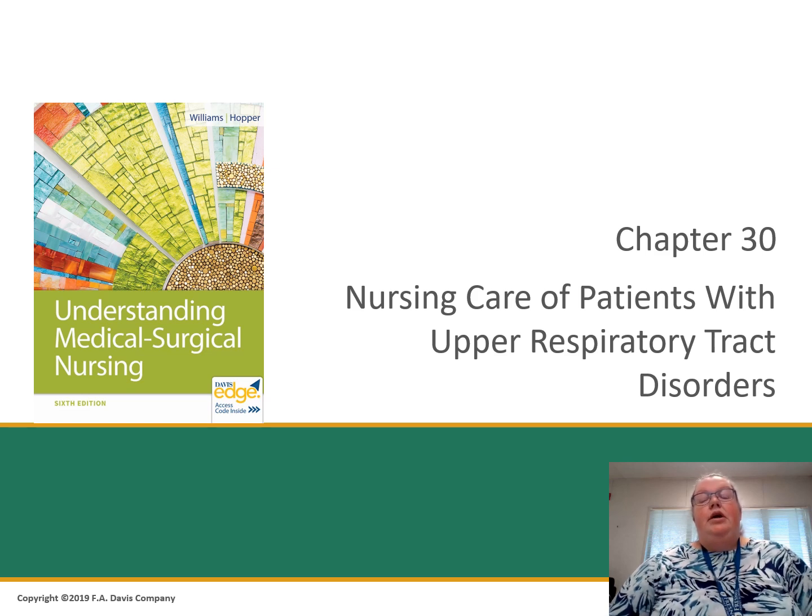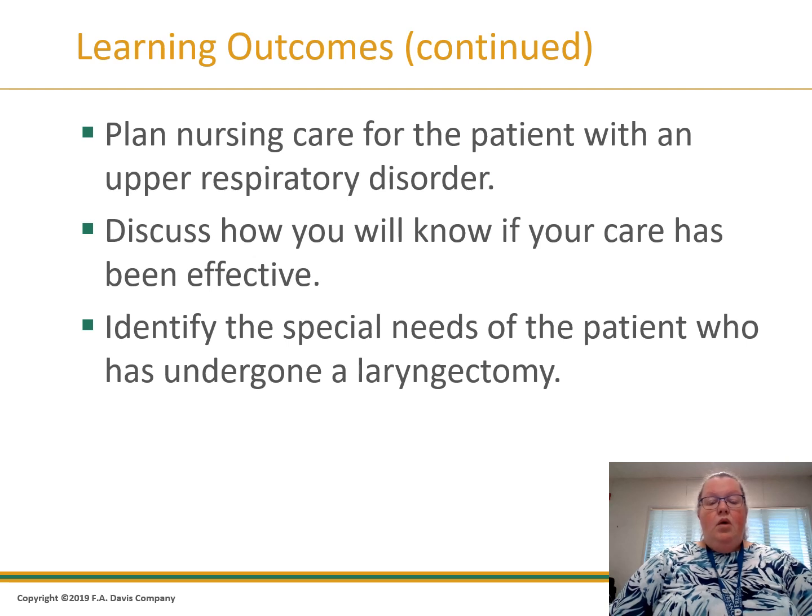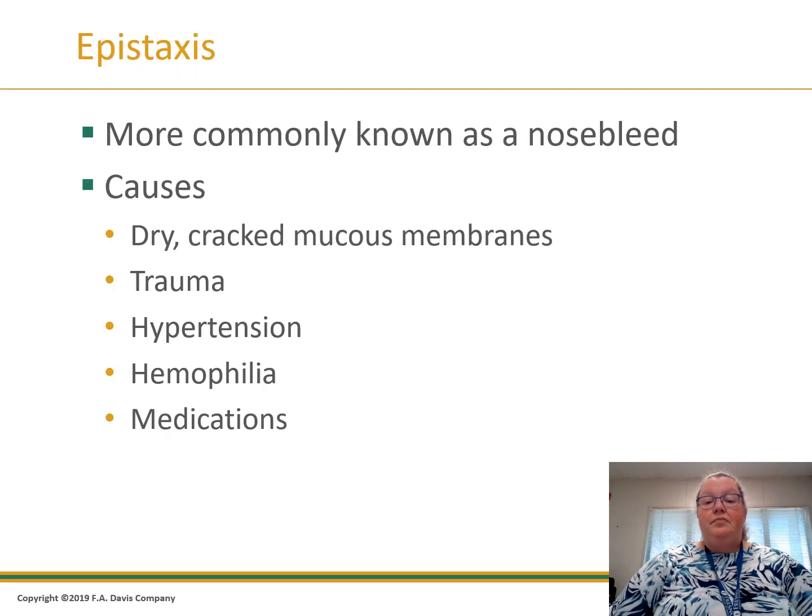Chapter 30, Nursing Care of Patients with Upper Respiratory Disorders. Okay, so our learning outcomes. We want to explain the pathophysiologies of disorders of the upper respiratory tract, describe etiology, signs and symptoms of disorders of the upper respiratory tract, describe current therapeutic measures for disorders of the upper respiratory tract. We want to plan nursing care for the patient with an upper respiratory disorder, discuss how you will know if your care has been effective, and identify the special needs of the patient who has undergone a laryngectomy.